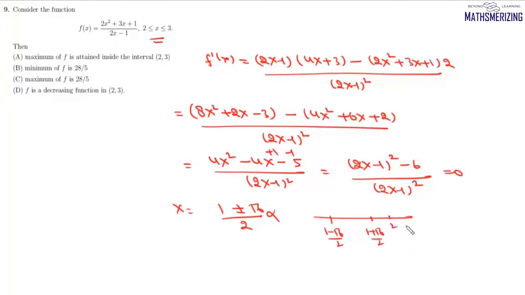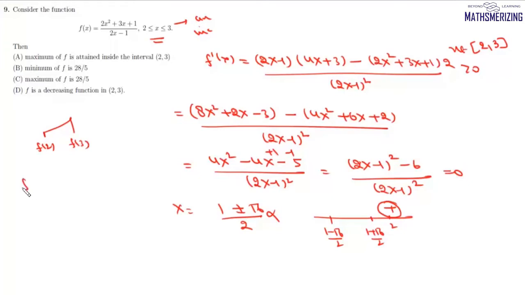And here this value will be 2. In this interval, f dash x is greater than 0. So this f dash x is greater than 0 when x belongs to 2 to 3. That means this function f(x) is an increasing function in this interval. Now when the function increases, its minimum value will be at the start of this interval and its maximum value will be where this interval ends.